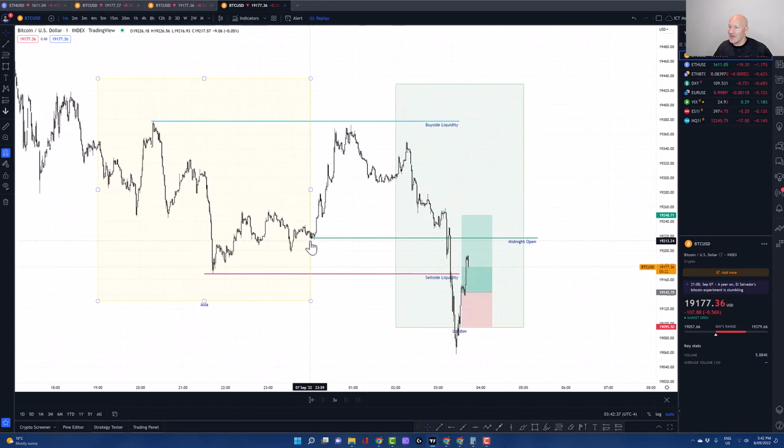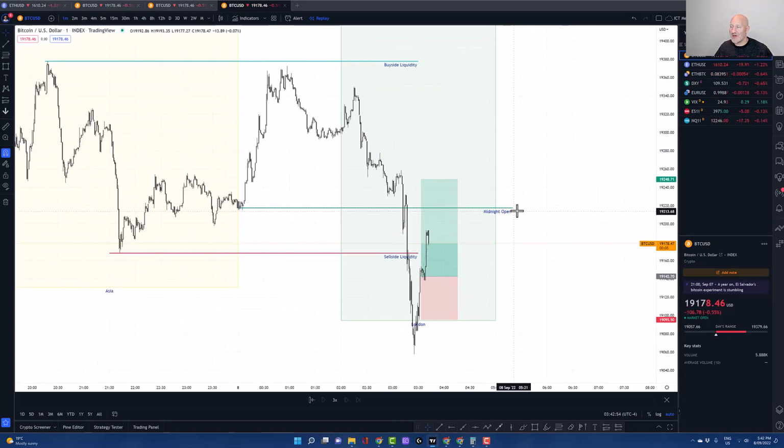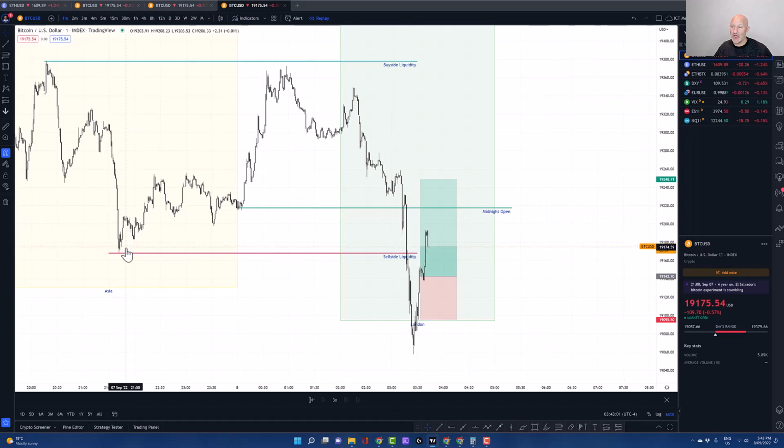We draw out the midnight open, and what we're looking for is for the market in the London session to break down through the midnight open and take out either, in this case, the sell side liquidity or the buy side liquidity, and then reverse in the other direction. So that's what's happened so far. So basically from the open traded higher, we've gone down, taken out the low of the Asian session, so gone through that sell side liquidity.